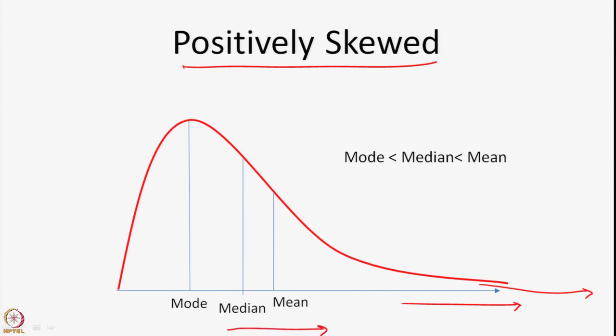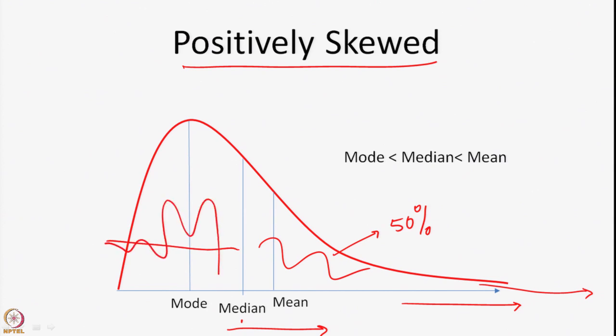towards the right. The median remains in the center because it divides the data into two halves. Please remember, median divides the data into two halves. So 50% of data is on this side, while 50% of the data is on this side. Mode always remains at the highest frequency point. So mode is very easy to find out, and the mode is here, median is here, and the mean is here. Therefore, the relationship becomes, in the positively skewed distribution, mode is less than median is less than mean.